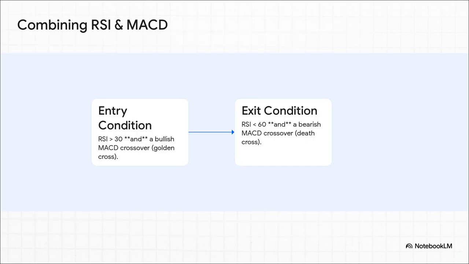So, how do you actually use these things together? Well, here's a pretty simple strategy. Let's say you're looking for an entry point. Step 1. You wait for the RSI to pop up from below 30, signaling that maybe the selling is over. But you don't jump in just yet. You wait for confirmation. Step 2. You look for the MACD line to cross above its signal line, a golden cross, to confirm that, yes, upward momentum is building. Then you might consider your move.